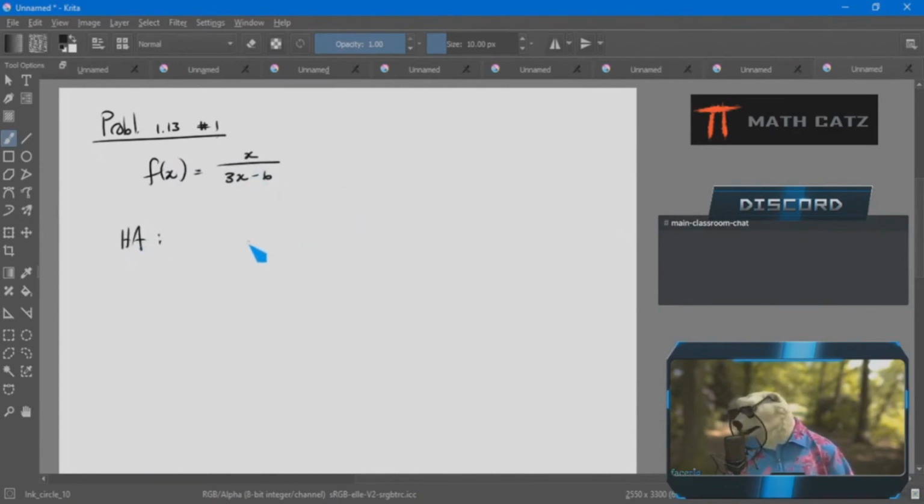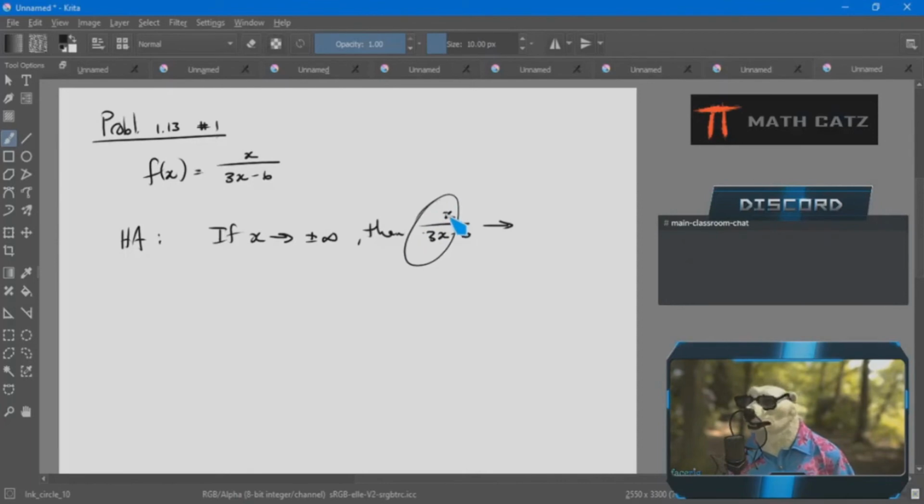So the horizontal asymptote question is, if x approaches either infinity, then what happens to this rational function? Now, you don't have to do a whole thing. You just look at the leading terms. It's x over 3x, cancel the x's, 1/3. So the horizontal asymptote, silent p, is y equals 1/3. Exactly the same thing we've done before. That's the only way to find a horizontal asymptote. That is what horizontal asymptote means. Is there stable long-term behavior?